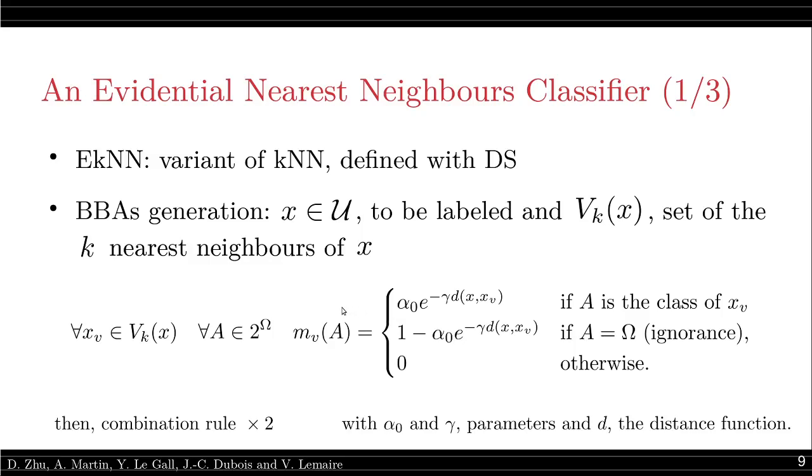First, we take the k nearest neighbors of X, the data to be labeled, and we generate a BBA for each of them, supporting the sole hypothesis that the neighbor and X are from the same class. The rest of the belief is put on the ignorance. Then the rule of combination is used among the BBAs supporting the same class, so we get one BBA per class, and finally these BBAs are combined together, so we have only one BBA. The hypothesis which has the most belief is the class of X.